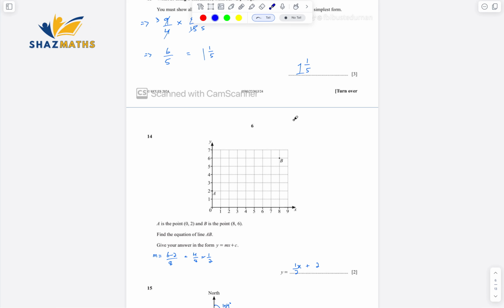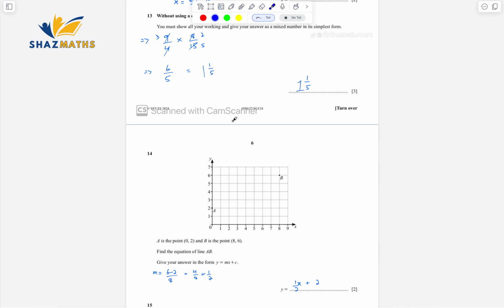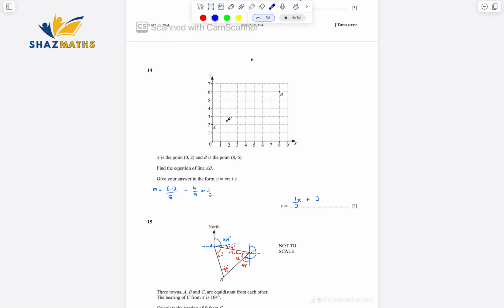All right, I'm going to straight away find the gradient. So gradient would be y2 minus y1, so 6 minus 2 over x2 minus x1, 8 minus 0. And that's 4 by 8. That's 1 by 2. So equation would be 1 by 2x plus, we can see the y-intercept would be 2, right? So y equals 1 by 2x plus 2, or 0.5x plus 2, is the final answer.